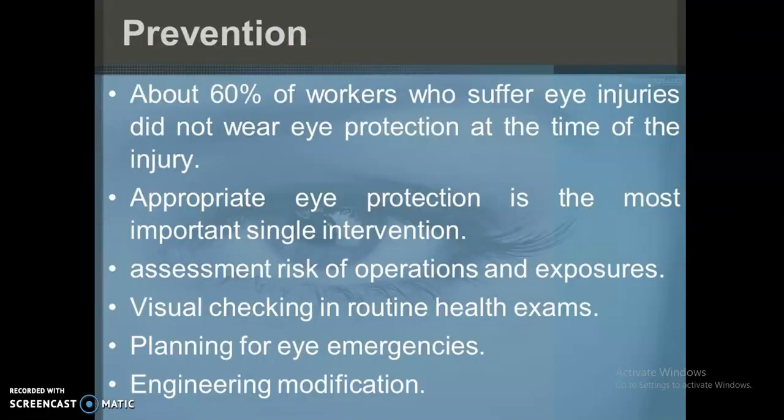Then the prevention of eye trauma. Prevention means all the persons who are aware of their eye and of their work should be more cautious about their surroundings, and you must encourage them to use proper protective measures. About 60% of the workers who suffer an eye injury did not wear eye protection at the time of the injury, and appropriate eye protection is the most important single intervention. The risk assessment of operations and exposures is also good, along with visual checking in routine health exams, planning for eye emergencies, and engineering modification. That we have to use eye covering.